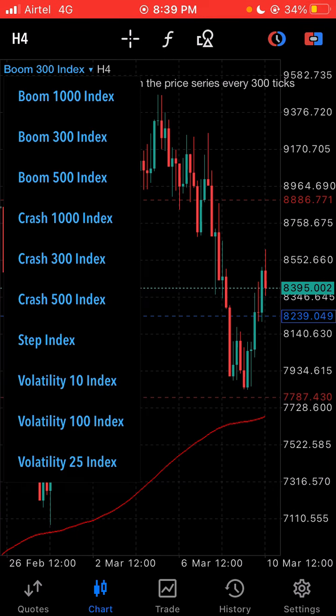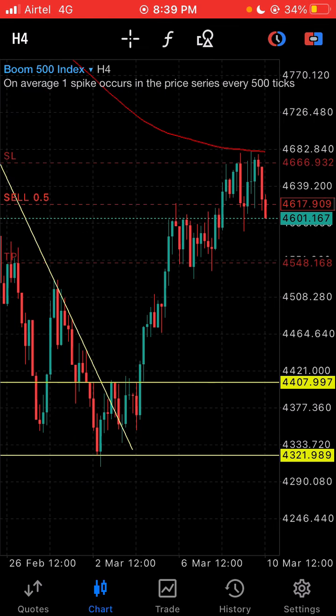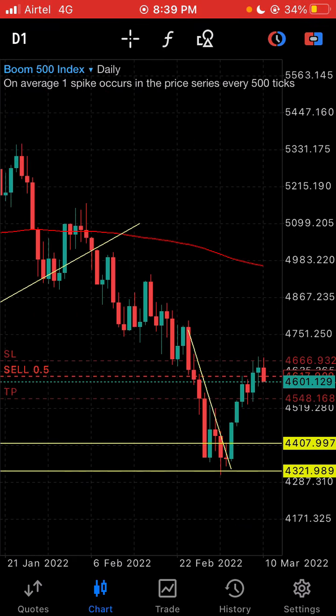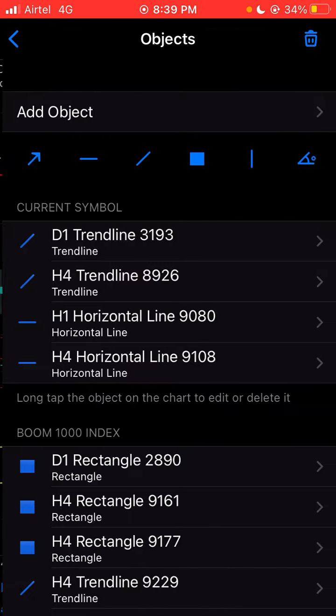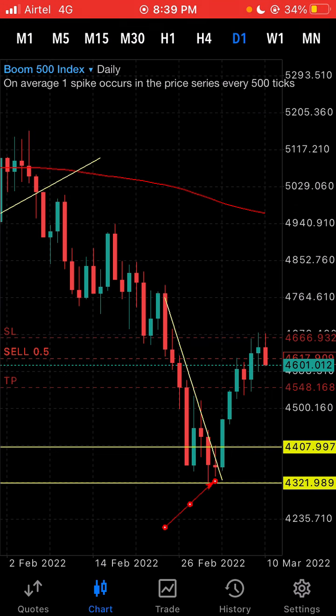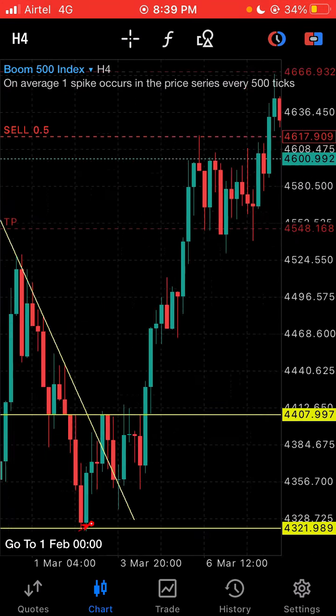So I want to show you how we took these three trades in a short period of time. Let's start from boom 500. Let's go to daily time frame. If you see on daily time frame, we have analysis which was made from the previous times. The first thing, all you need to do is always spot lows and highs. We have a low here. We go to lower time frame, which is 4 hour, and zoom out.